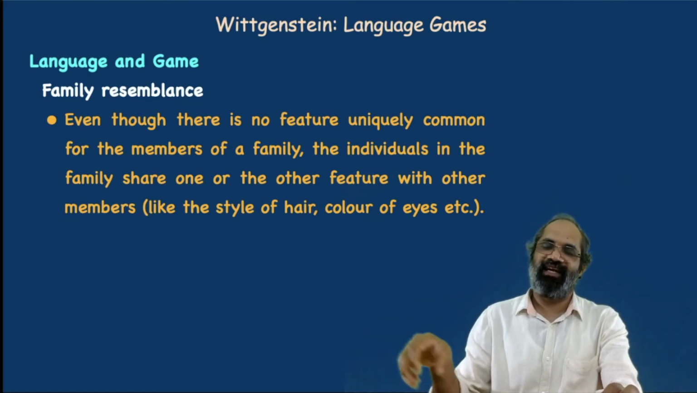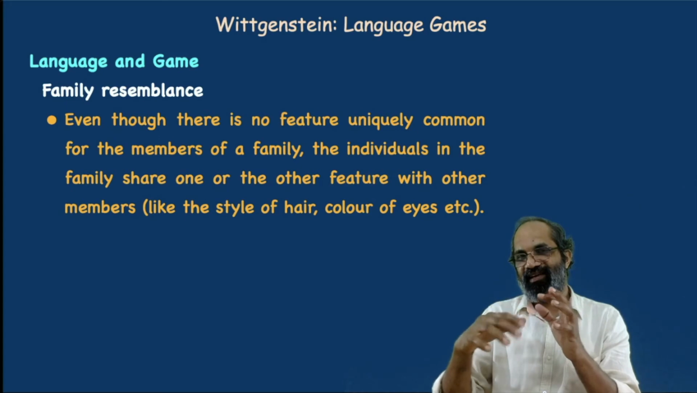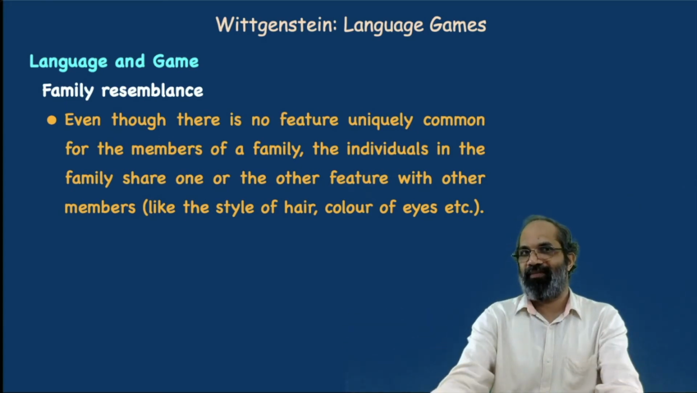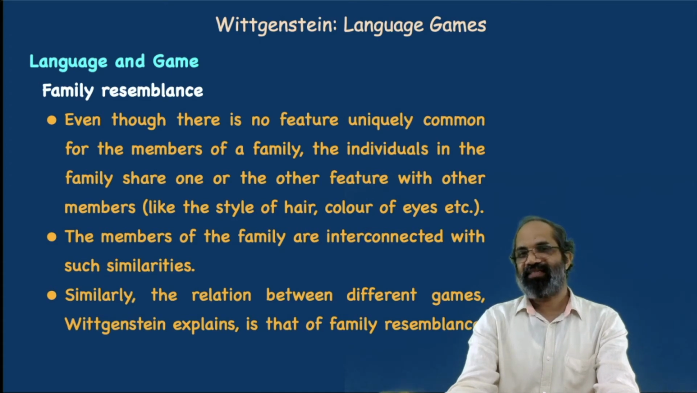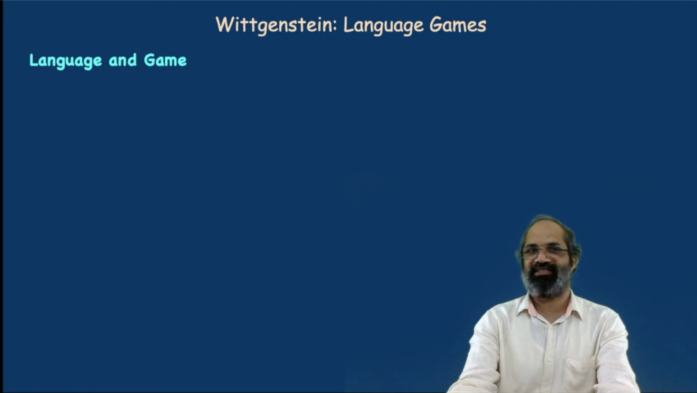Some features are shared among members, and they are interwoven and spread throughout the family, and that's known as the notion of family resemblance. The members of the family are interconnected with such similarities. There is no unique similarity, but they are interconnected with such similarities. And similarly, the relation between different games, Wittgenstein explains, is that of family resemblance. There is no unique feature for all games, but the relations are that of family resemblance. This is the notion of family resemblance as far as Wittgenstein is concerned.